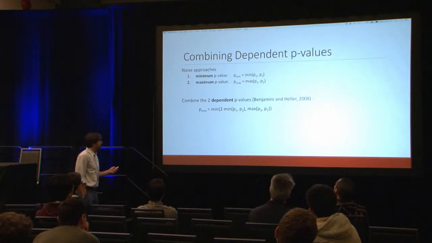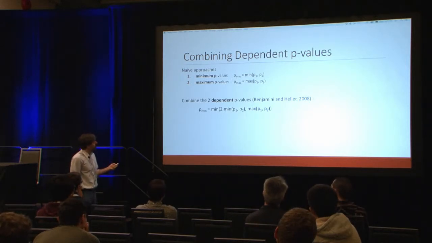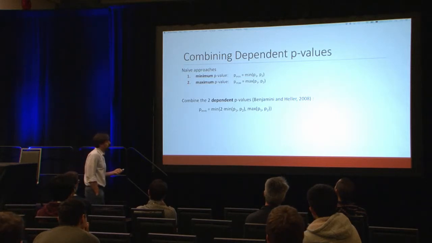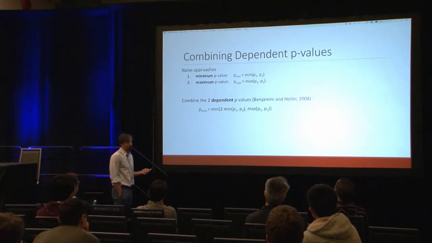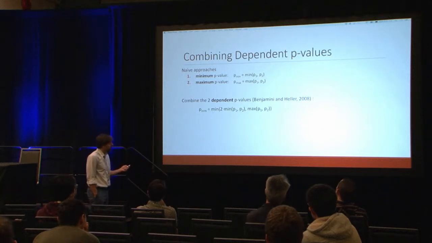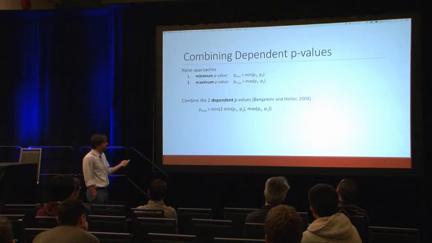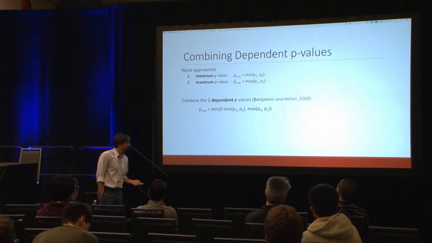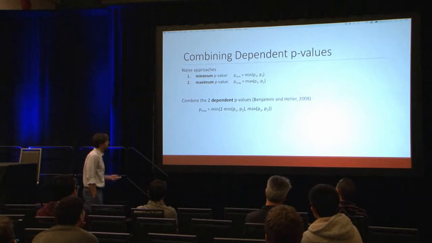So for the third approach, we can either take the minimum of the two p-values or the maximum. But there's been a relatively recent proposal in statistics on how to combine two dependent p-values using this formula, which is the minimum of 2 times the minimum and the maximum. And this is what we actually propose as our method, and we have simulated results.